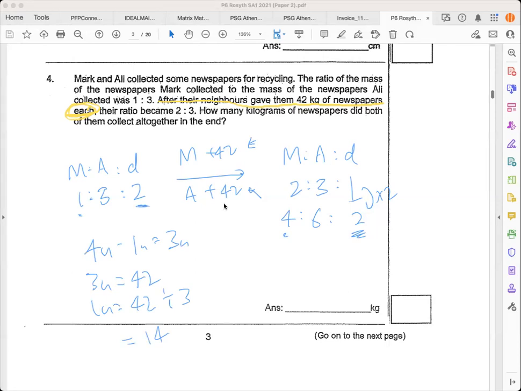Let's read the question. How many kilograms of newspaper did both of them collect all together in the end? In the end is 4 plus 6, so 4 plus 6 units is 10 units. So 10 times 14, and that's the answer: 140 kilograms.